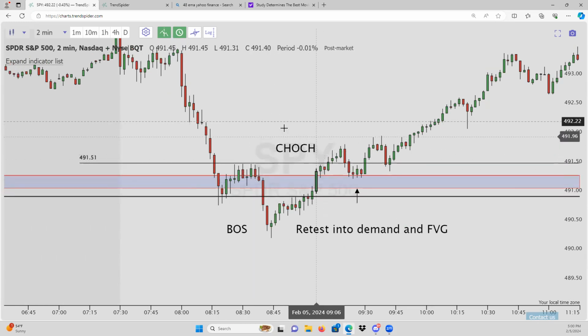So essentially what the change of character means is we're just breaking this market structure, right? We have the bearish market structure and now we are breaking it to the upside, right? So it is a reversal, right? Reversal and change of market structure. So that is all it is, just a change of character. That's what they call it. But really, it's just a change of the market structure. And this can happen if we're in bullish or bearish.